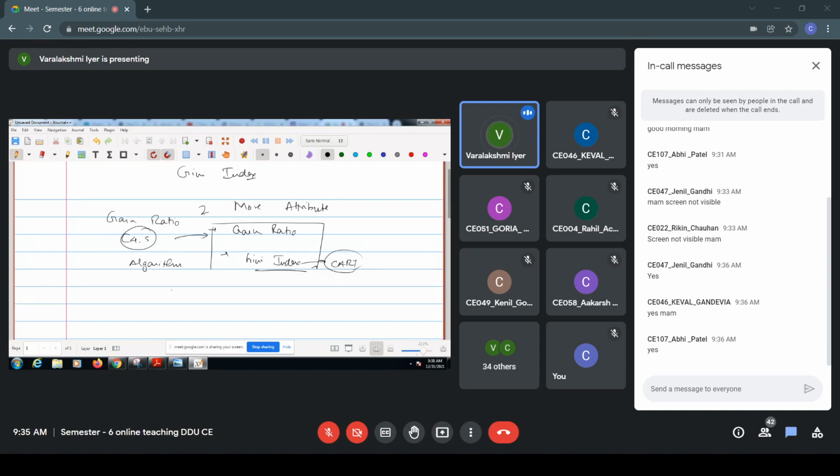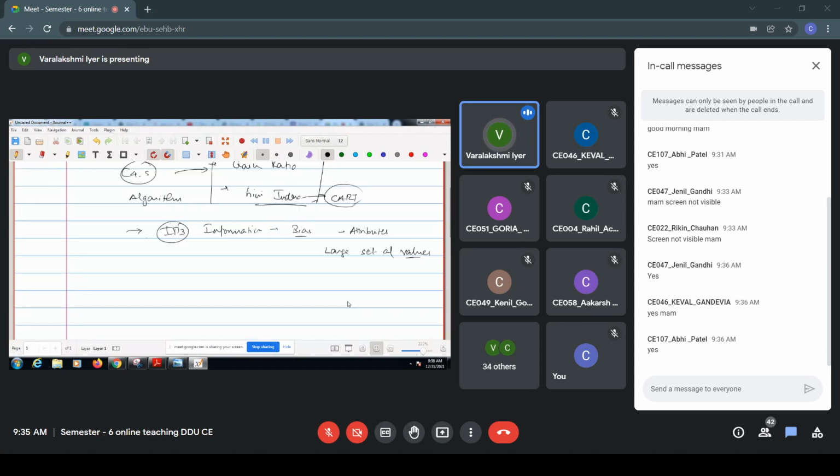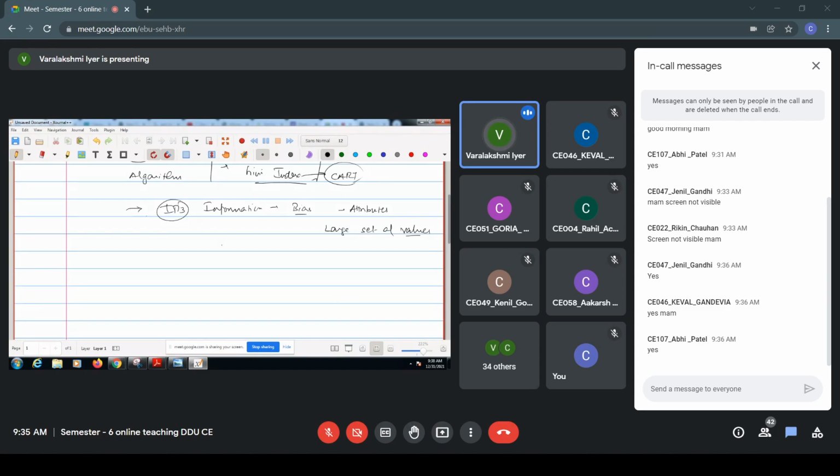Gain ratio is used because in the ID3 algorithm, with information gain, we already noticed that it may be biased towards attributes which have a large set of values. In that case, it may be possible that your decision tree will be more complex. So in order to avoid that, we are using gain ratio as a method to perform the splitting of attributes.